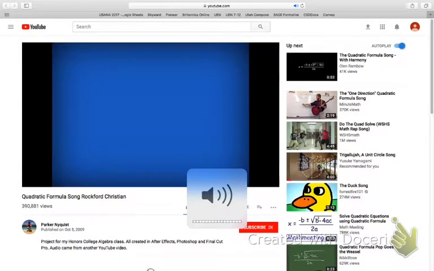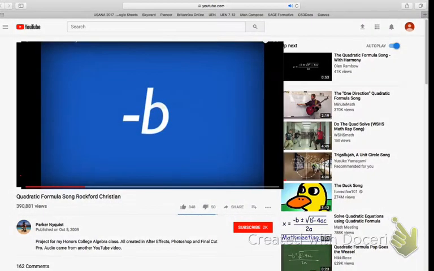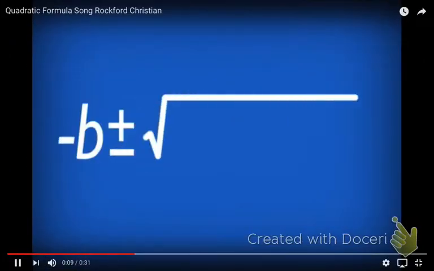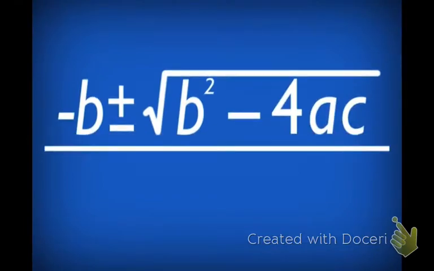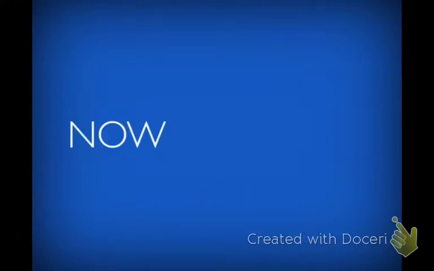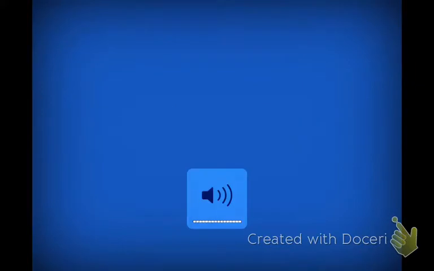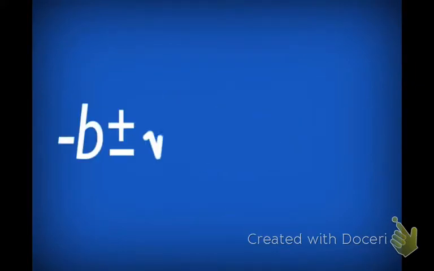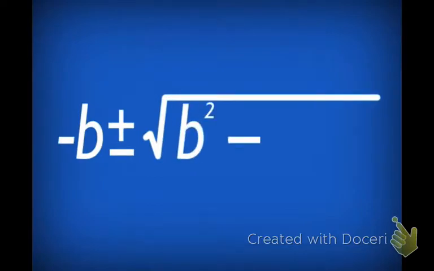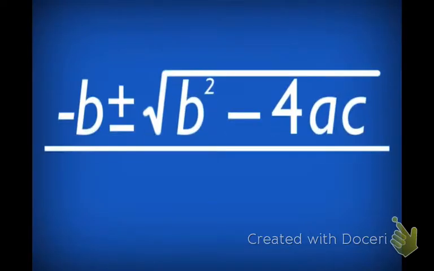The quadratic formula is negative b plus or minus the square root of b squared minus 4ac all over 2a. Now you try. The quadratic formula is negative b plus or minus the square root of b squared minus 4ac all over 2a.